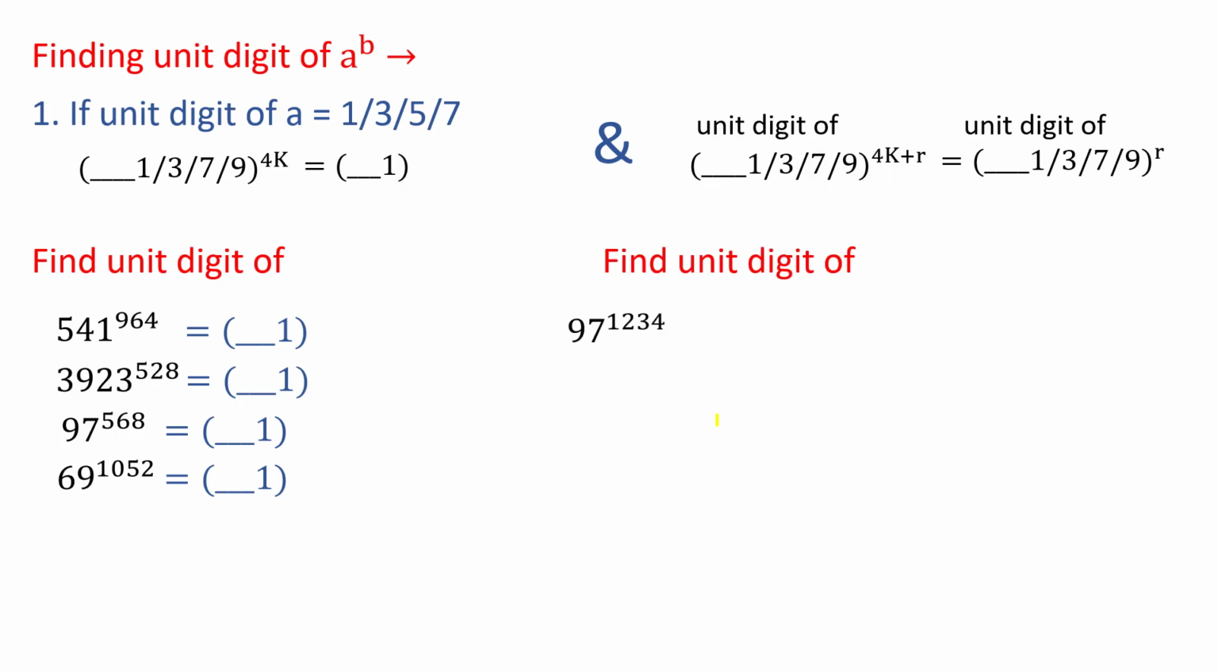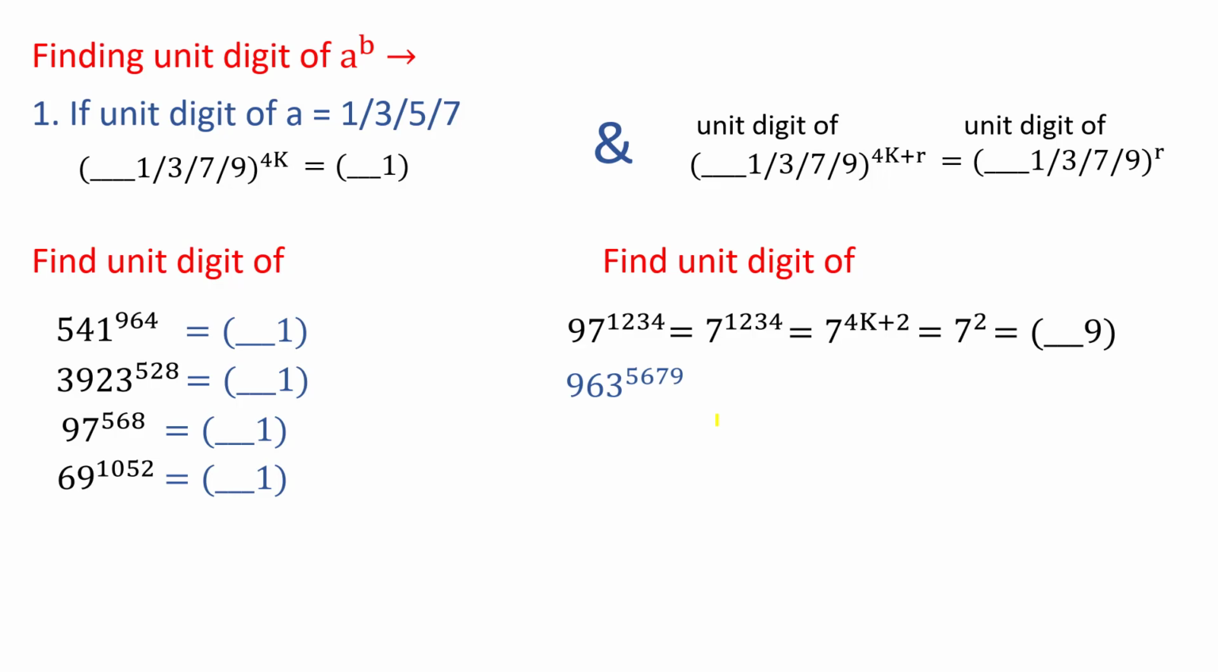Let's have a look at a few more examples. The unit digit of 97 to the power 1234 is the same as the unit digit of 7 to the power 1234. Now divide the power by 4. If we divide the power by 4, the remainder is how much? 2. So we can express the power as 4k plus 2. So the unit digit of 7 to the power 4k plus 2 is the same as the unit digit of 7 to the power 2, that is equal to 9.